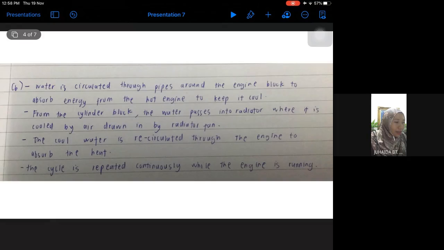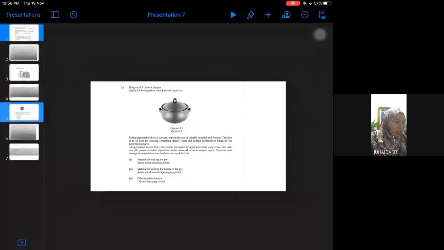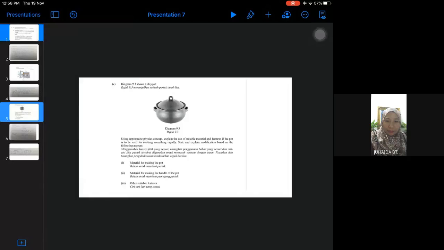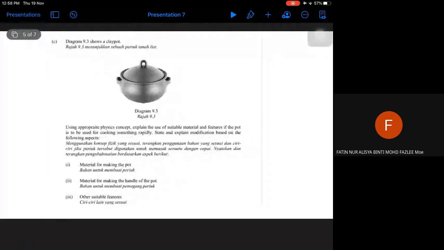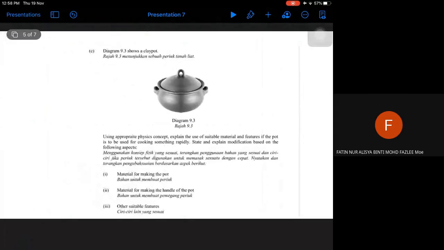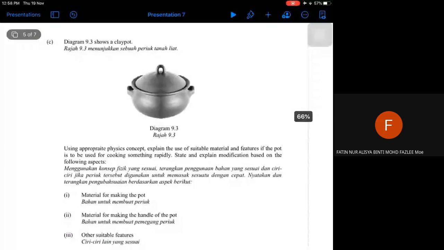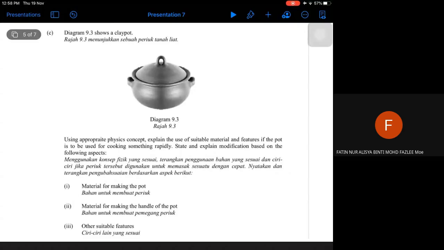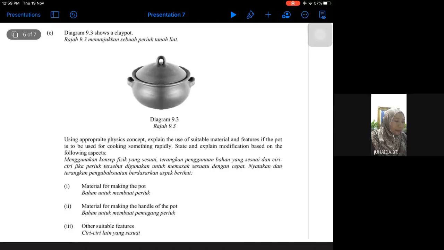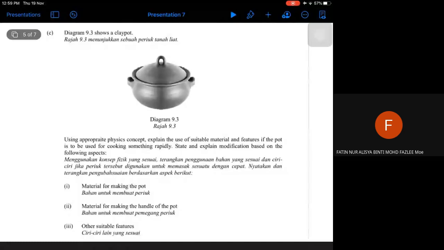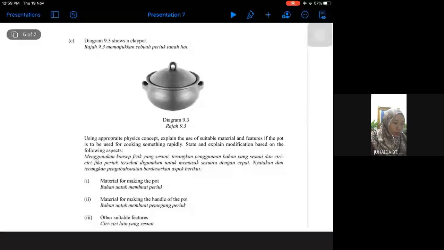Alright, so question C, Dura. Okay, Question number C. Fatin Alisha will present. Okay, where is Fatin? Question number C. Using appropriate physics concept, explain the use of suitable material and features if the pot is to be used for cooking something rapidly. State and explain modification based on the following aspect: material for making the pot, material for making the handle of the pot, and other suitable features. Okay, so yang ini 10 marks ya.